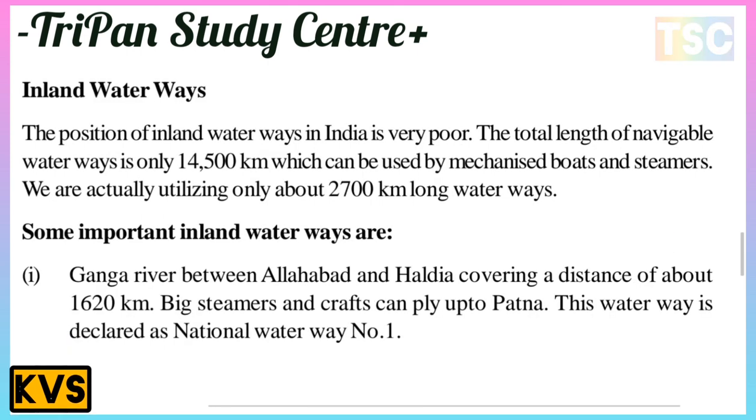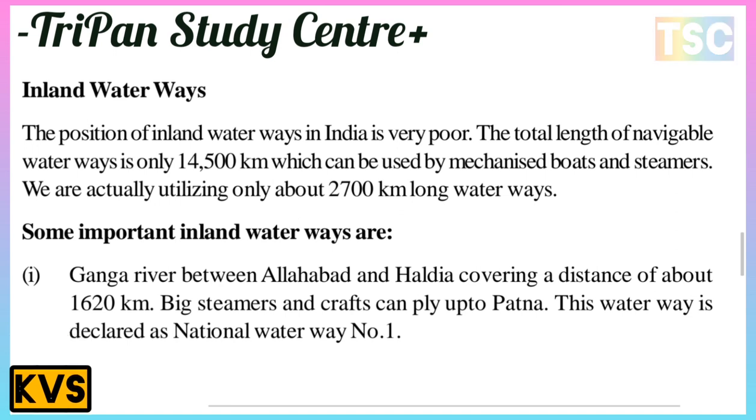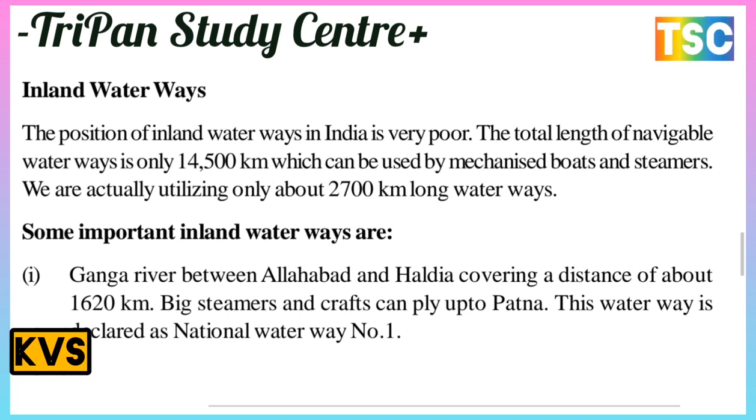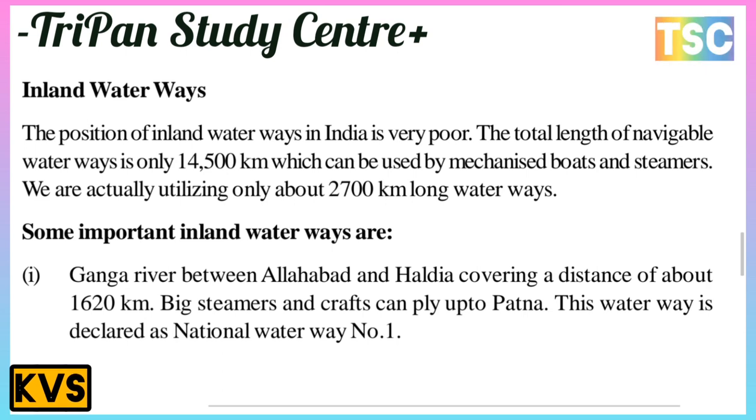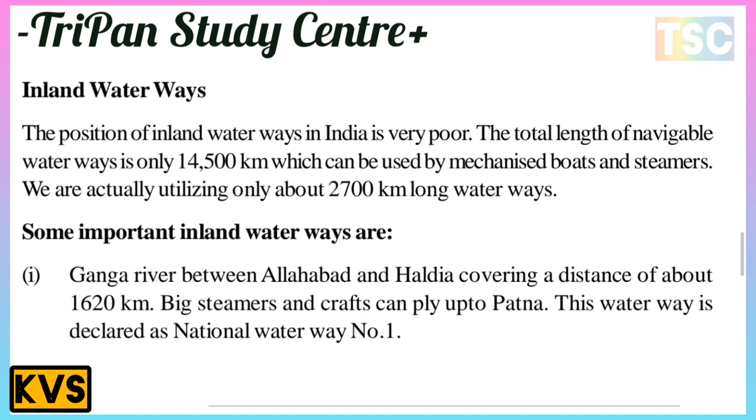The next topic is India's inland waterways. The position of inland waterways in India is very poor. You know that the position of inland waterways in India is very poor. The total length of navigable waterway is only 14,500 km, which can be used by mechanized boats and steamers. We are actually utilizing only about 2,700 km of waterways here.